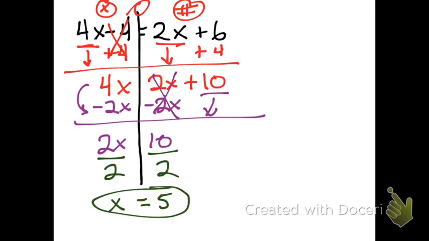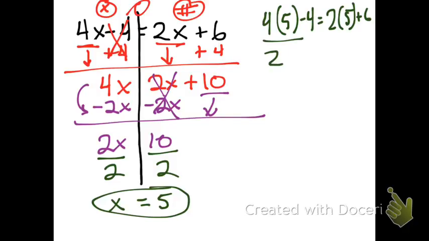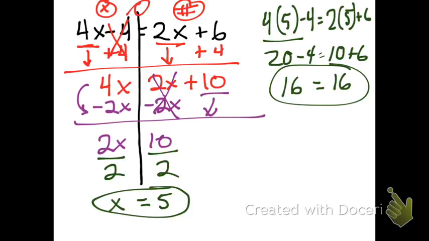Okay, and if I wanted to check it, all I'm doing is plugging in. So 4 times 5 minus 4 equals 2 times 5 plus 6. This is going to give me 20 minus 4 equals 10 plus 6. 20 minus 4 is going to be 16, and 10 plus 6 is going to be 16, and it works.